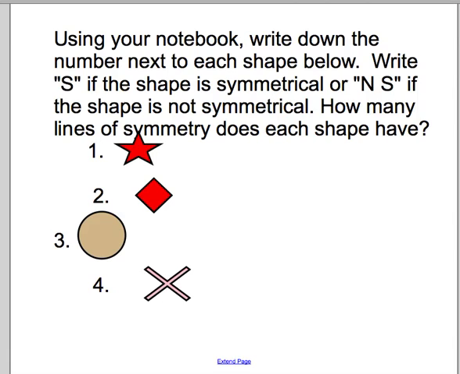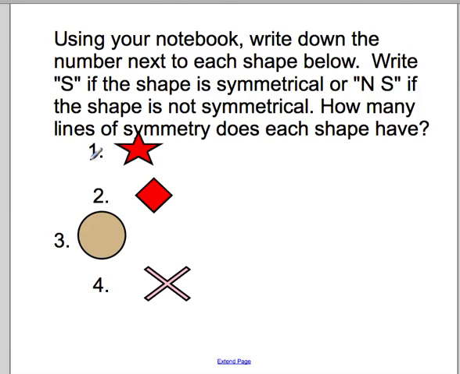Now, I'm going to give you the directions, and then I want you to pause the video and do what I've asked you to do in your notebook. So you're going to use your notebook and write down the number next to each shape. For example, for this one, you're going to write down number 1. Then you're going to look at this shape, and you're going to decide, are you going to write S, that the shape is symmetrical, or NS if the shape is not symmetrical. And then I want you to think, how many lines of symmetry does each of these shapes have?